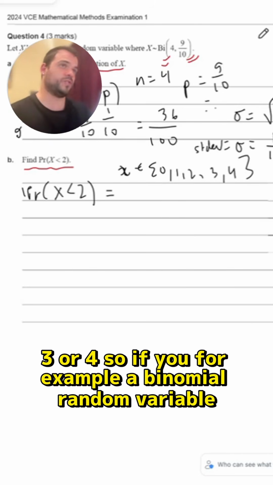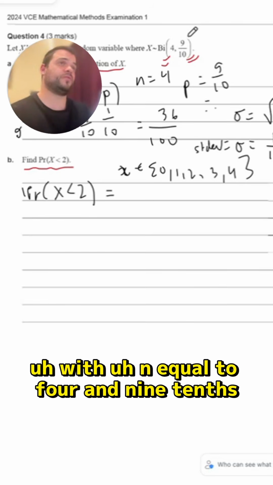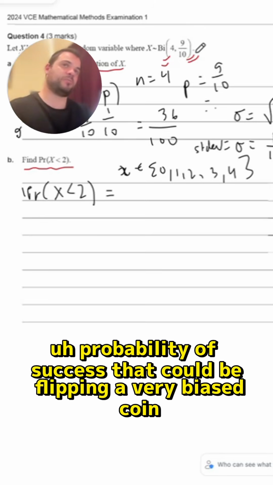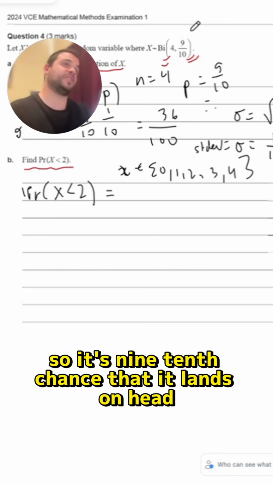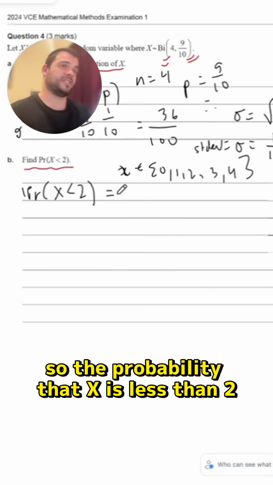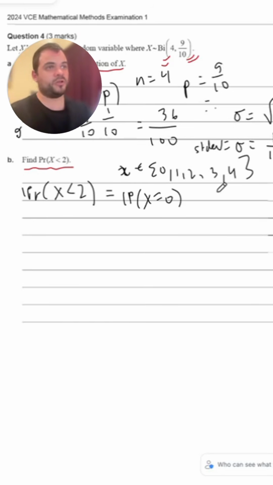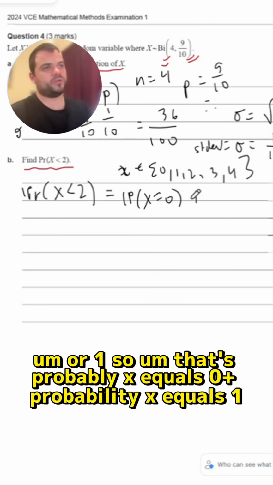So, for example, a binomial random variable with n equal to 4 and 9/10 probability of success could be flipping a very biased coin. So it's a 9/10 chance that it lands on heads. You flip it 4 times. How many heads do you get? Between 0 and 4. So the probability that x is less than 2 is the probability that x is either 0 or 1. So that's the probability x equals 0 plus the probability x equals 1.